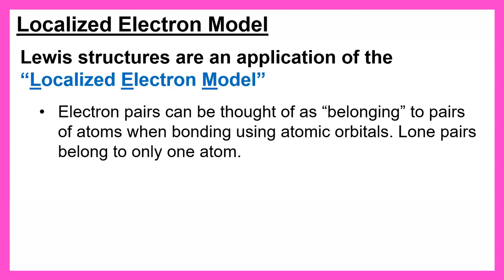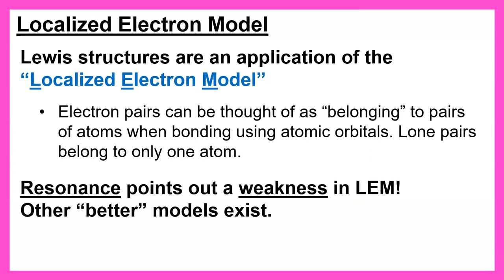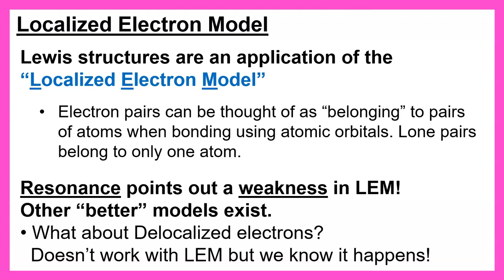Resonance, though, shows us that these structures we are drawing are not perfect. Resonance shows us a weakness. There are other better models. There are things called delocalized electrons, where they don't really belong to one atom anymore, do they? We know that delocalized electrons exist, but you can't really draw a Lewis structure that shows that because a Lewis structure is too simple. Localized electron models are not perfect. They're good for most things we do, but they're not perfect.